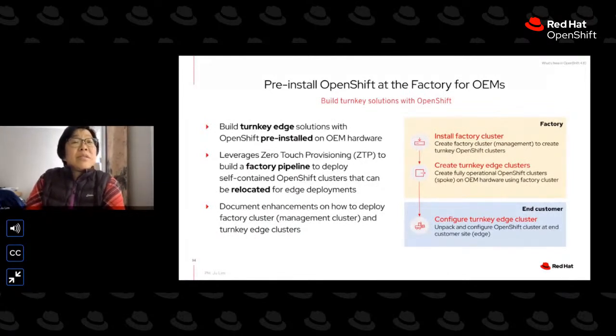So this solution leverages zero-touch provisioning, or ZTP, which uses declarative specifications stored in Git repos to deploy the infrastructure using GitOps deployment practices for infrastructure deployments. In 4.10, we've added documentation that will walk you through setting up the factory or management cluster, which you use to build the turnkey spoke clusters simultaneously.